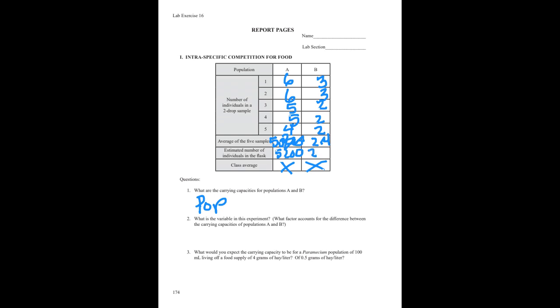Okay, so B had half as much food, and its number is about half as much. It's not perfect. It's not exactly half as much, right? But it's about half as much. So what was the variable in this experiment? What accounts for the differences between population A and population B? I'm looking at number 2 here. It's the amount of food, right? Food or hay was our variable. Our carrying capacities, I'm going back to number 1. For A was 5,200, and for B, it was 2,400, okay?